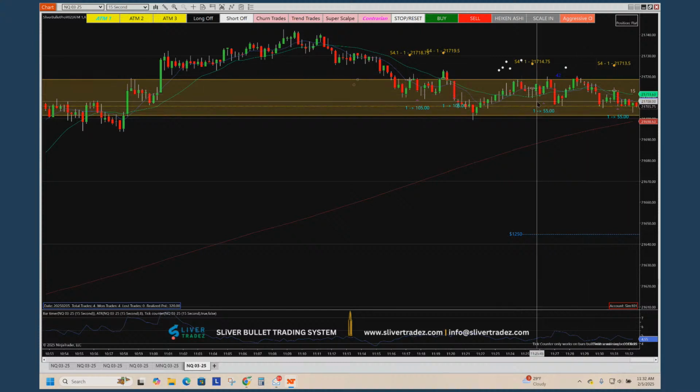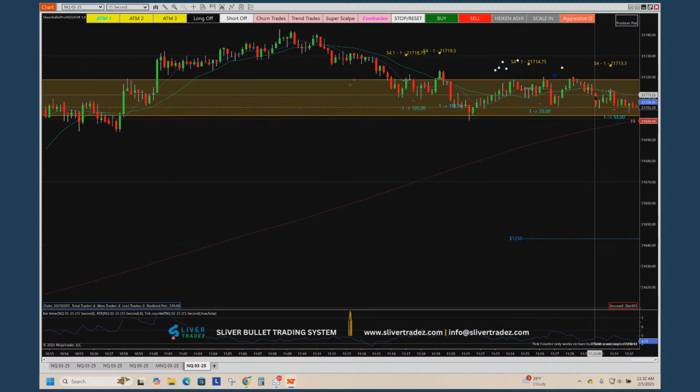So again, those who are new should be extremely careful in this sideways market, because the market could pop out in one direction very fast and could take your stop loss.